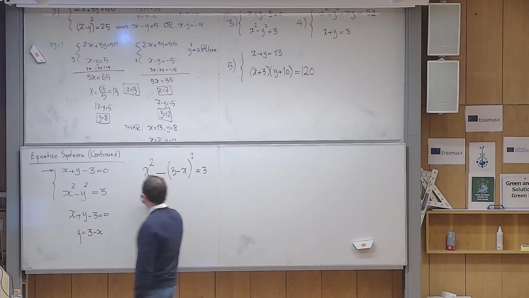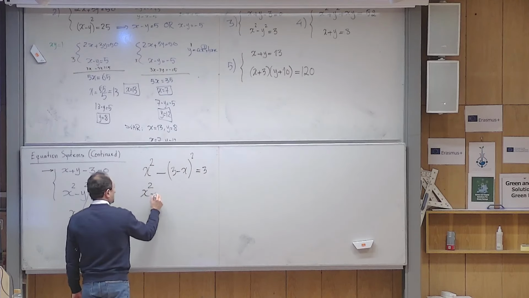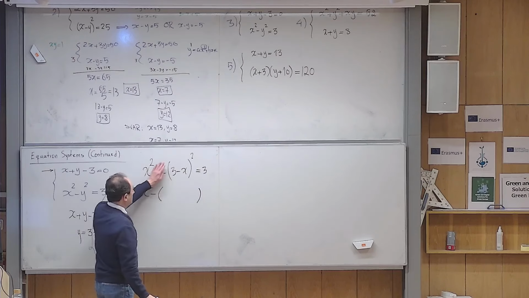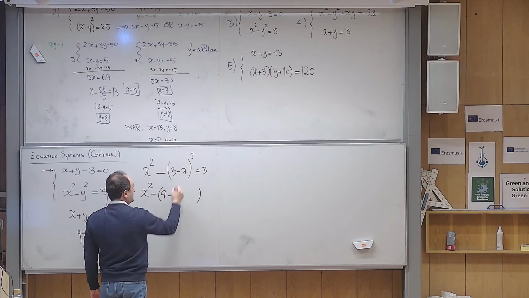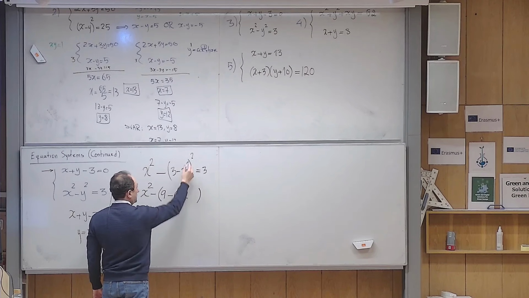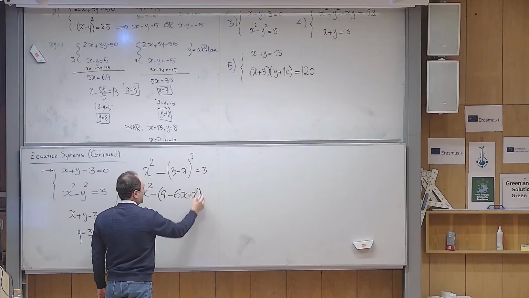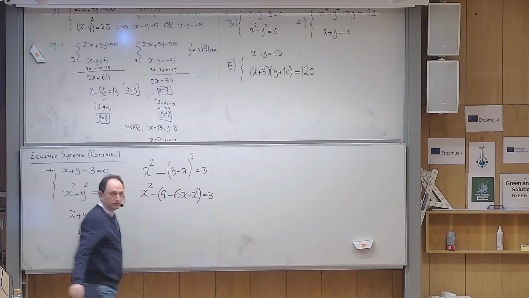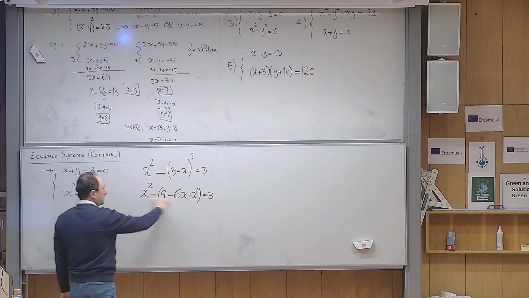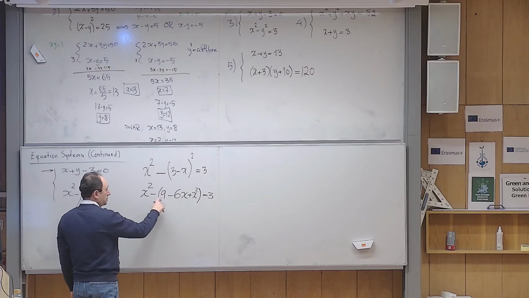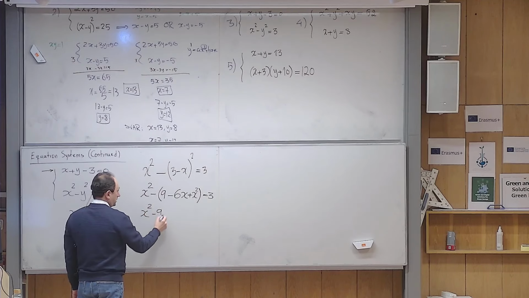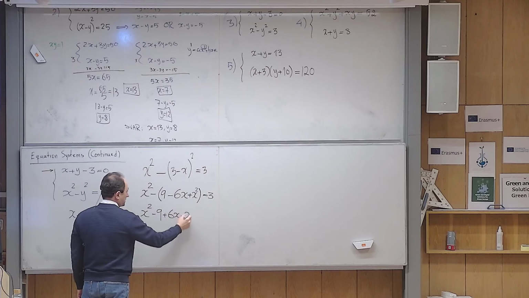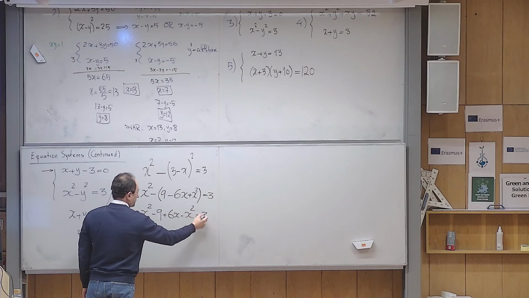So how should I solve it? I keep x squared. I open a pair of brackets. This we learned in the very beginning of this course. The first one squared minus 2 times the first one times the second one plus the second one squared is equal to 3. And then I move the minus sign in, but you know the minus sign goes for all of them. So it becomes x squared minus 9 plus 6x minus x squared is equal to 3.